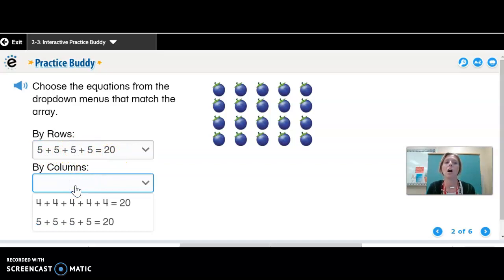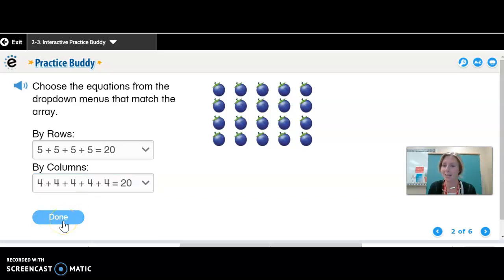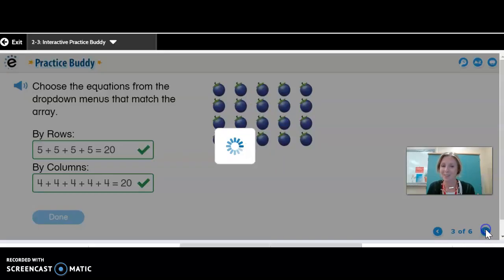Let's look at the columns now. So remember, which way do the columns go? Rows go side to side. Columns go up and down. So let's count. 1, 2, 3, 4, plus 4 plus 4 plus 4 plus 4. There you go, 4 plus 4 plus 4 plus 4 plus 4. We got them all. It's the same number, 20, no matter what. You can count them if you want to, but they're going to equal the same thing. Great job. Let's go on to the next.